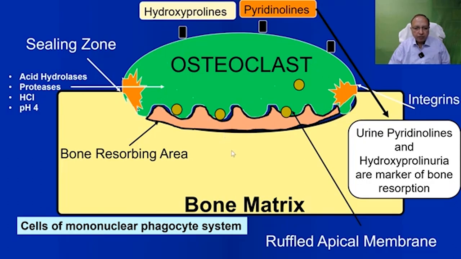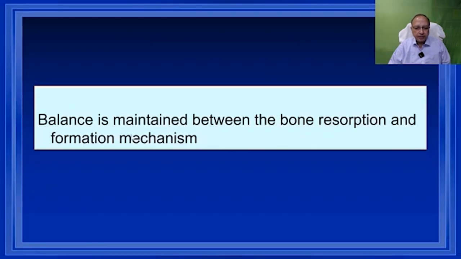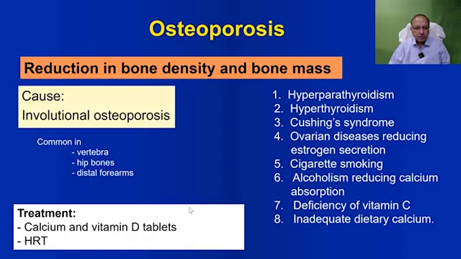So this is how the sealing zone looks like, and the osteoclast will perform its action of causing the bone erosion. Then the osteoblast will come and will cause the deposition of new bone on this area. So there is a balance which is maintained between the bone resorption and the formation mechanism.